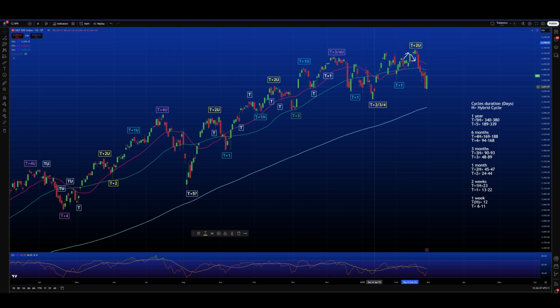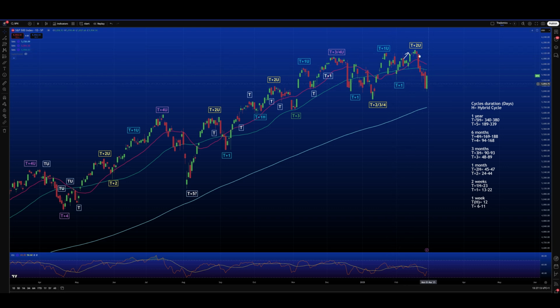And from this top here, we have added just a T+1, because this is a bi-weekly cycle with a total duration that was 17 days. So in the last analysis, I was saying that there was the possibility to continue the trend to the upside and then retracement. This is what happened. And rather than having the T plus 2 on this top, we have it here.